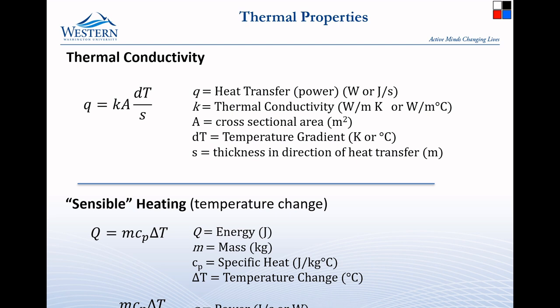One of these is sensible heating, and so that is the amount of energy that it takes to heat up a material. It is equal to its mass times this weird thing called the specific heat times the temperature change that we want to achieve. So specific heat is joules per kilogram per degree Celsius. How much energy per mass do I have to put in to change it 1 degree Celsius?